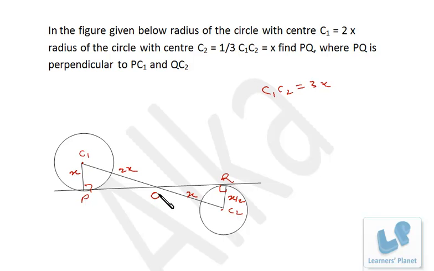Now in triangle OPC1, we have this length and this length, so we can calculate OP, that is root of 4x square minus x square, which is 3x square, or we can say root 3 x. Now OP will be double of OQ. So OQ is root 3 by 2 x. Now we have to find out the length of PQ. So PQ will be what? PO plus OQ, or we can say root 3 x plus root 3 by 2 x. Root 3 x you can take as common, then 1 plus 1 by 2, that's 3 by 2. So that is 3 root 3 x by 2, that is the length PQ.